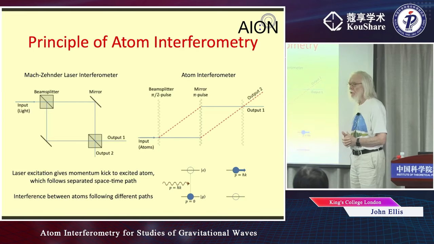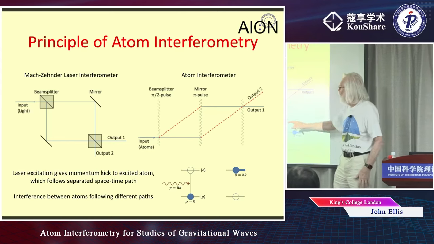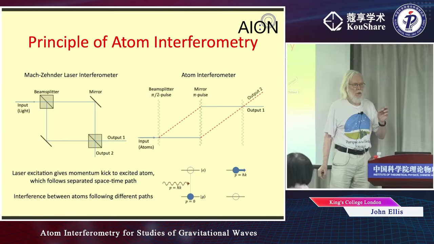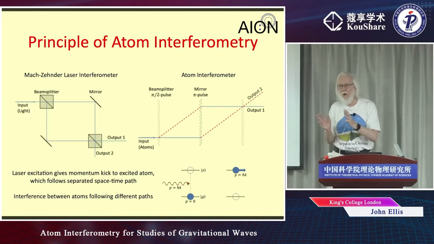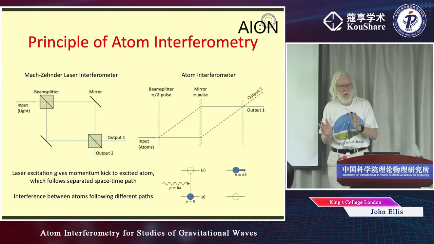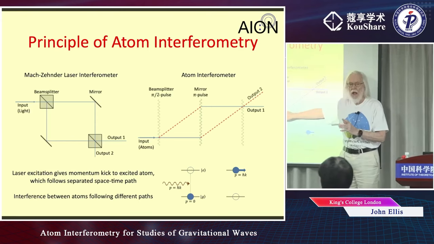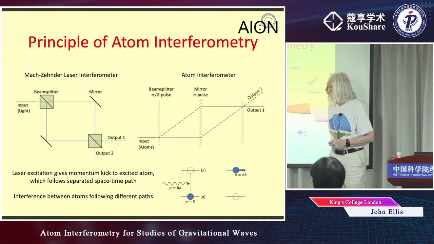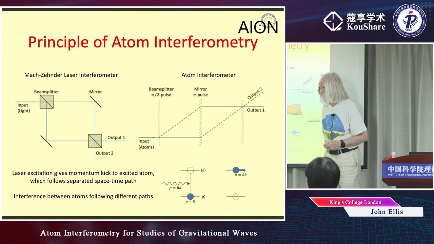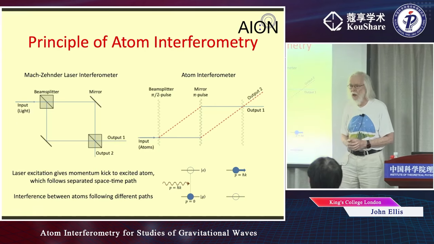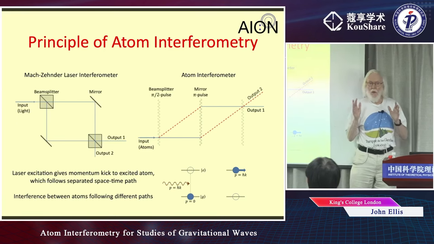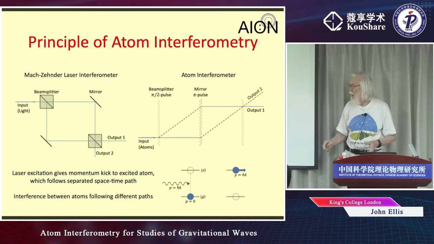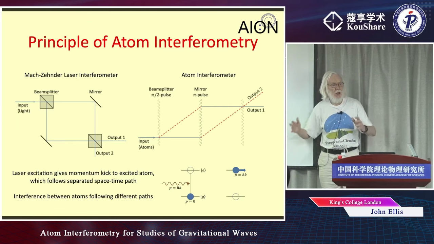In an atom interferometer, you try to do something very similar. You start off with a cloud of atoms, and you bombard them with a laser, which splits the population of atoms into two clouds. One cloud, the blue cloud, remains in the ground state, and the other part goes into an excited state, which is indicated by this dashed red line. Now, when you excite an atom, you give it energy, so you also give it momentum, and so it starts moving away from the ground state atom.